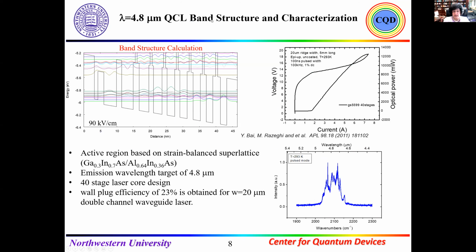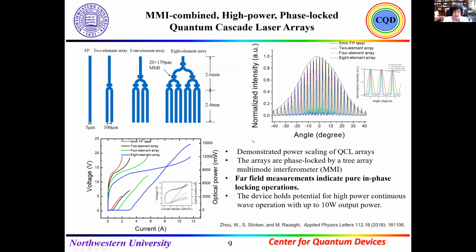Here for the 4.8 micron band structure and characterization, we designed the active region based on strain balanced superlattices in indium phosphide, gallium indium arsenide, with a 40-stage laser core for 4.8 micron, and we got 23% wall-plug efficiency in pulse for the 20 micron width using a double channel waveguide laser. You can see here, and after that we tried to make the MMI combined high power phase locked quantum cascade laser arrays.